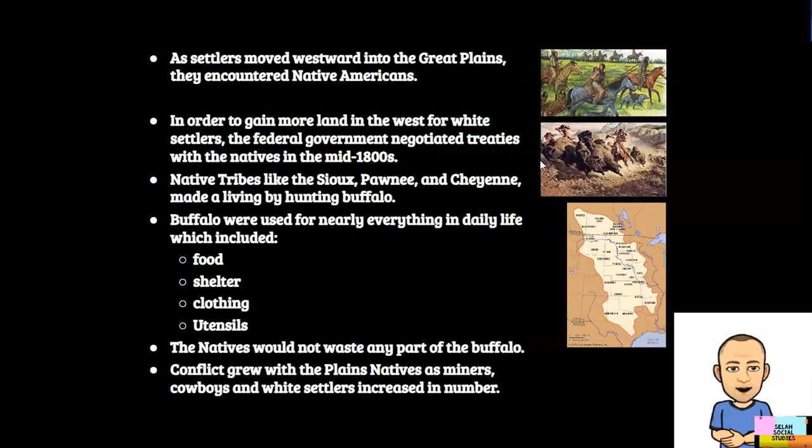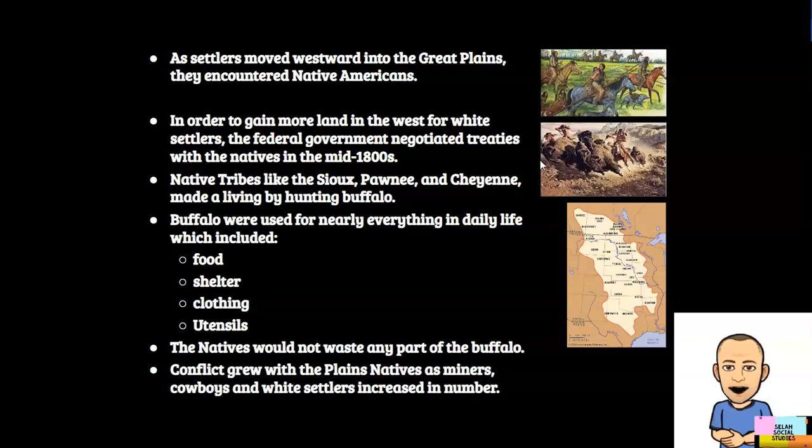and the traveling migrants. One problem that arose was the buffalo problem. That was a big problem to those American settlers out west. Plains Indians, including the Sioux, Pawnee, and the Cheyenne, made a living hunting the buffalo. It was literally used for most activities in the daily life of many of the Native Americans out in the Great Plains. Buffalo was used for food, shelter, like teepees, clothing, utensils, tools, anything you can think of they used the buffalo for. They would waste absolutely no part of the buffalo.